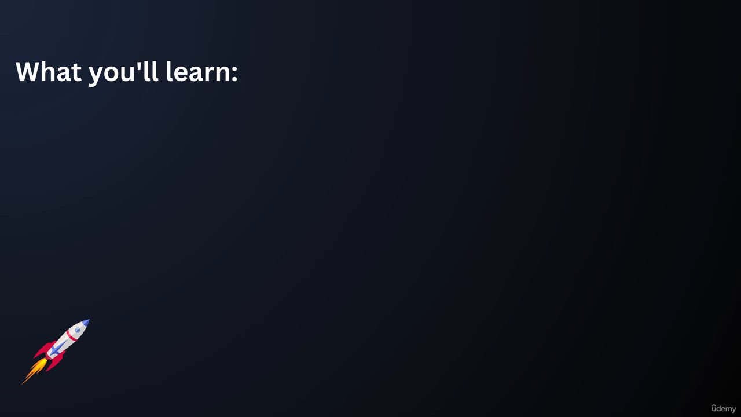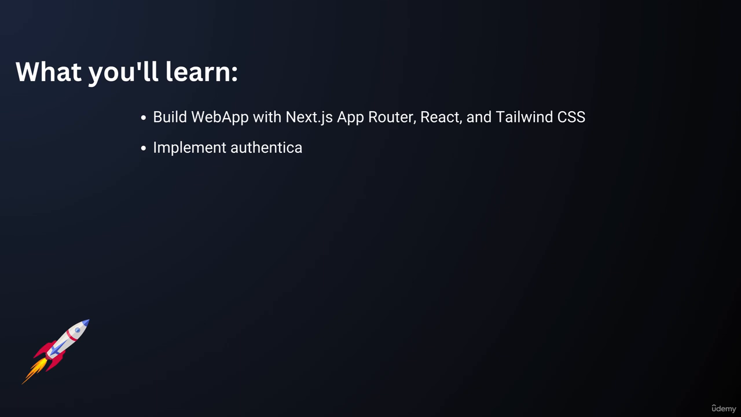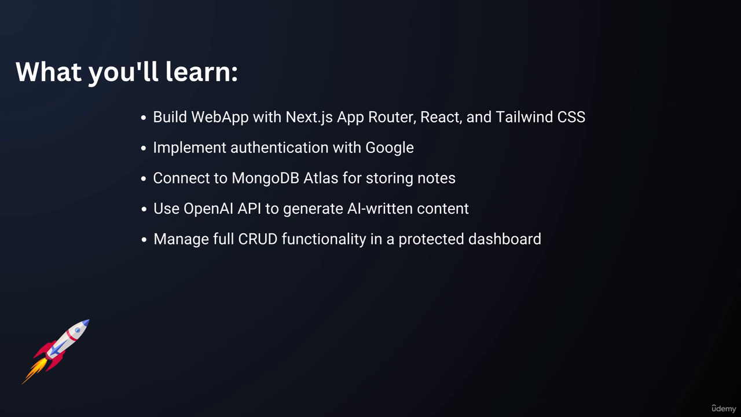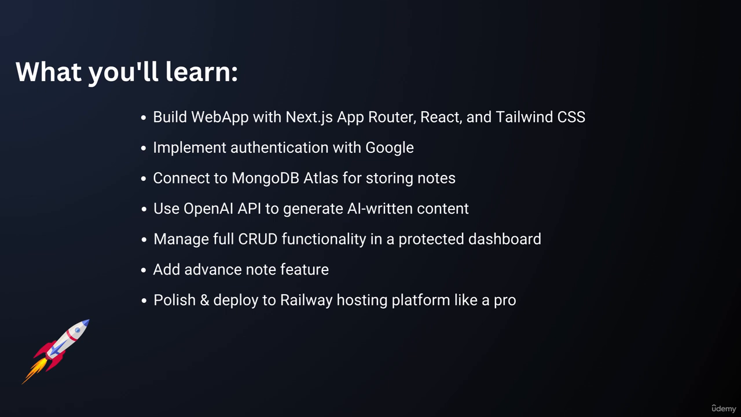You will learn to build with Next.js App Router, React, and Tailwind CSS. Implement authentication with Google. Connect to MongoDB Atlas for storing notes. Use the OpenAI API to generate AI-written content. Manage full CRUD functionality in a protected dashboard. Add advanced note features, and at the end, polish and deploy to the Railway hosting platform like a pro.